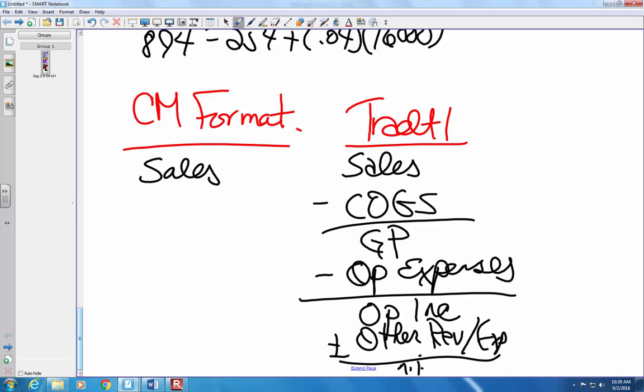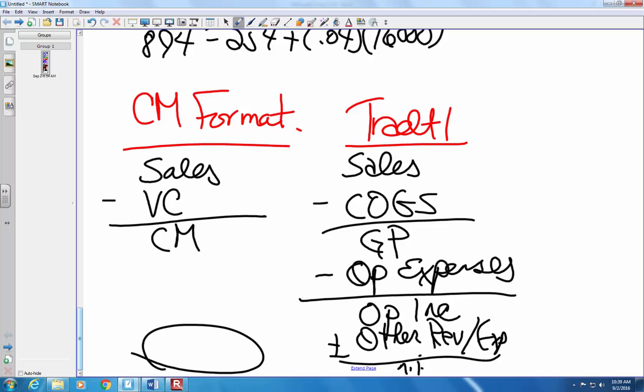In a contribution margin format statement, you're going to end up with the same number, obviously, net income. It's not changing your numbers, it's changing the way the data is presented so that you can use the data to make managerial decisions. So we're going to take our sales minus our variable costs to come down to our contribution margin. Now for a moment, let's just stop and reflect on why this is important.